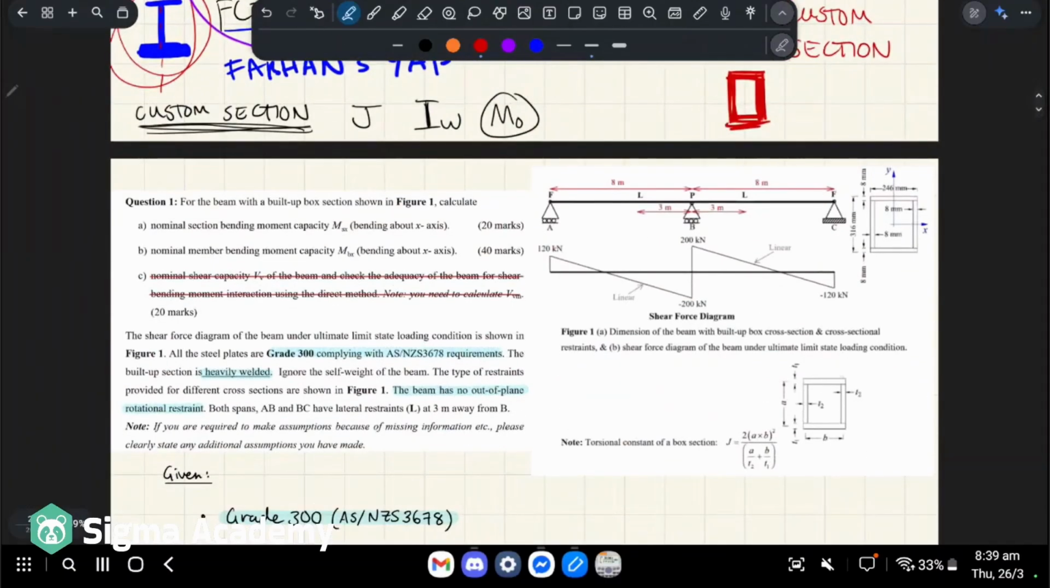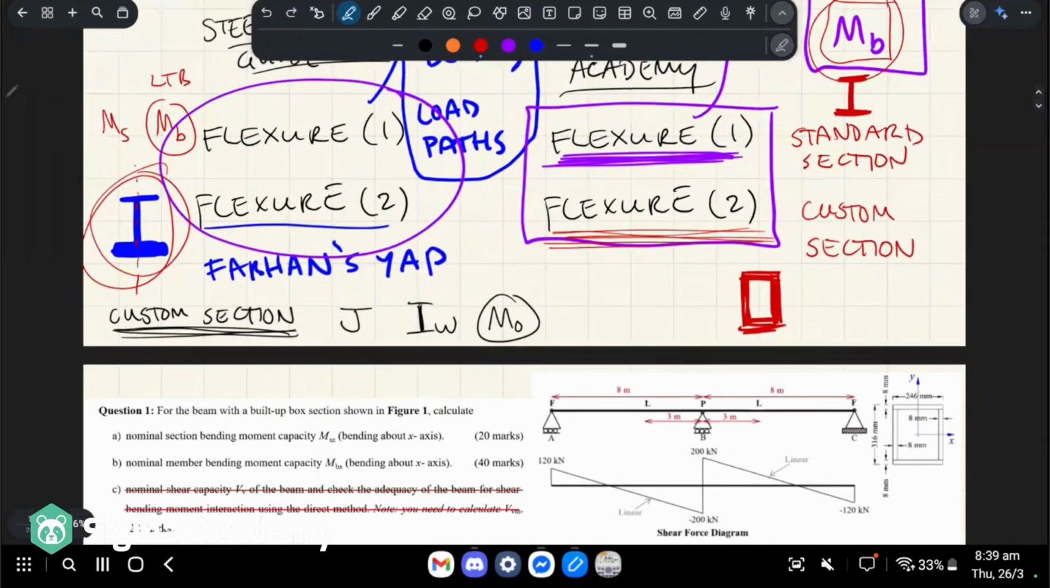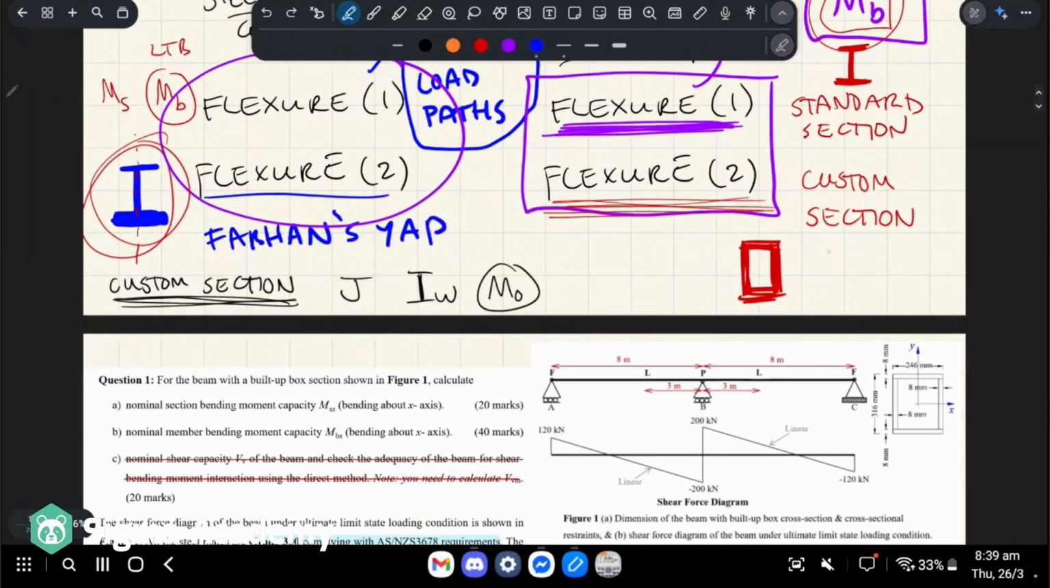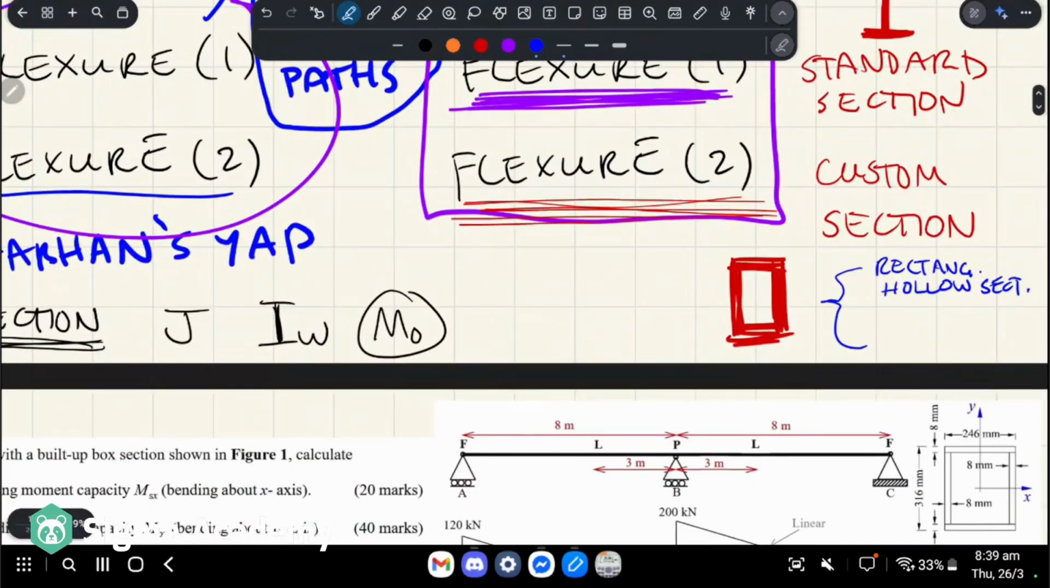The thing about this box section, which looks like this, is you might be wondering, okay, this is a rectangular hollow section, and by literal definition, it is kind of a rectangular hollow section. It looks hollow and it's rectangular and it's a section, right? So by a literal definition, it kind of fits that. But a rectangular hollow section implies that your section's cold rolled, okay?